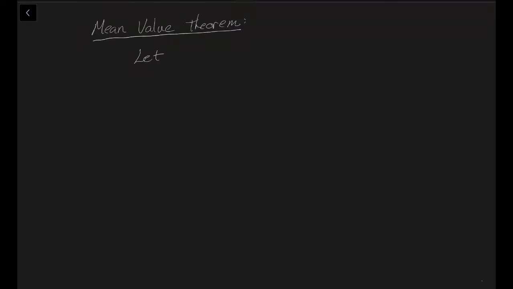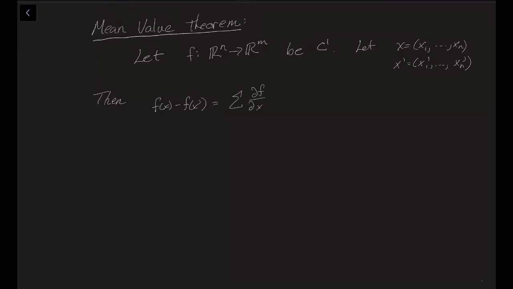Okay, so now let's actually state what the mean value theorem is. So we're going to let f be a function from R^n to R^m, and we're going to have it be C^1. That is, all of its first partial derivatives are continuous. Now let x and x prime be 2 points in R^n. Then what happens is the difference of f of x and f of x prime is equal to the sum of the partial derivatives with respect to each coordinate of x double prime times x_i minus x_i prime. And this is true for some x double prime in the line segment from x to x prime.